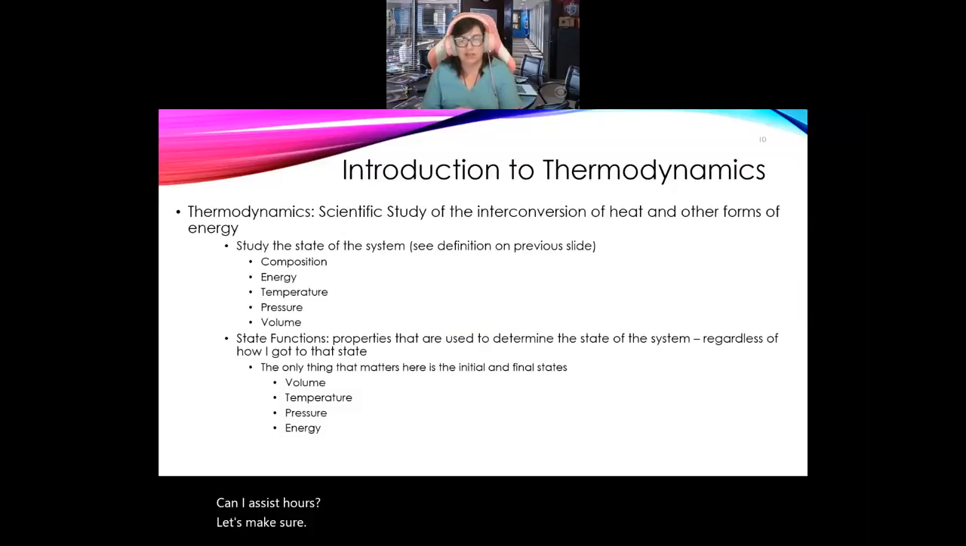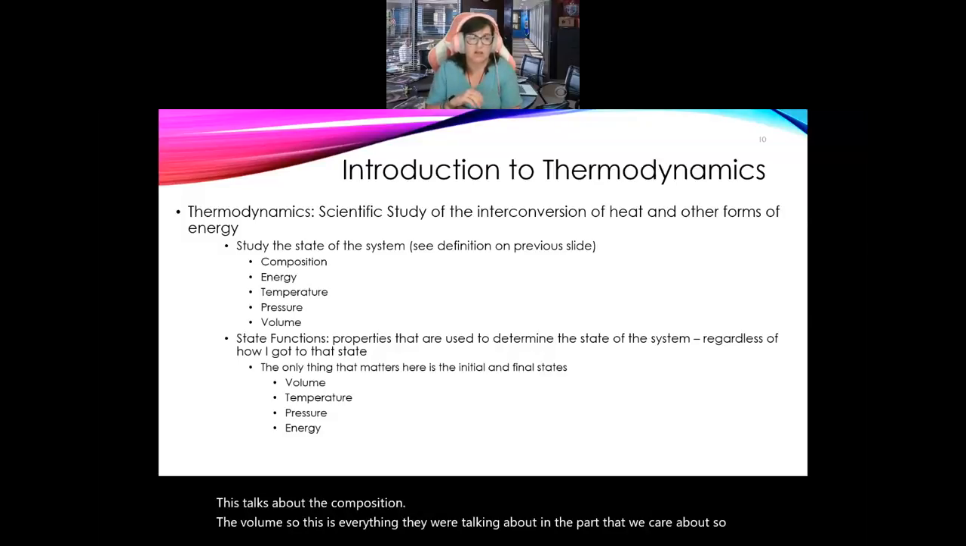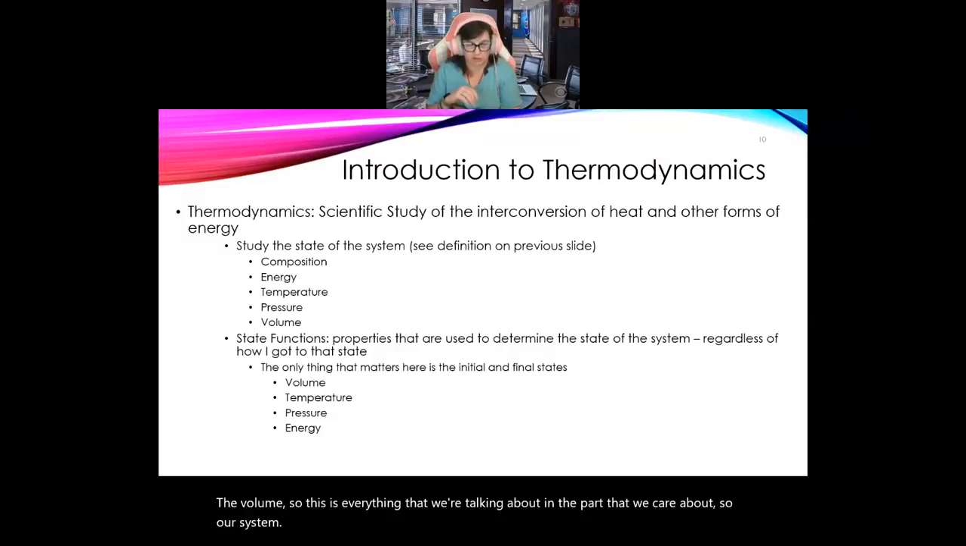Now, let's do an intro of thermal. Thermodynamics is the scientific study of the interconversion of heat and other forms of energy. So we can study the state of a system, okay? This talks about the composition, the energy, the temperature, the pressure, the volume. So this is everything that we're talking about in the part that we care about, so our system. Composition, energy, temperature, pressure, volume.